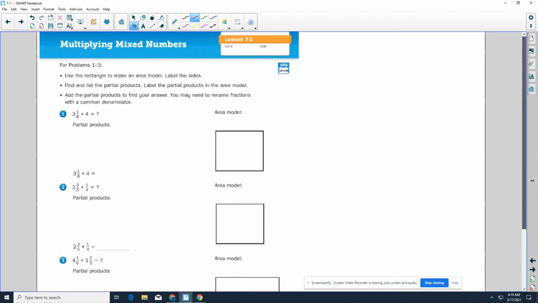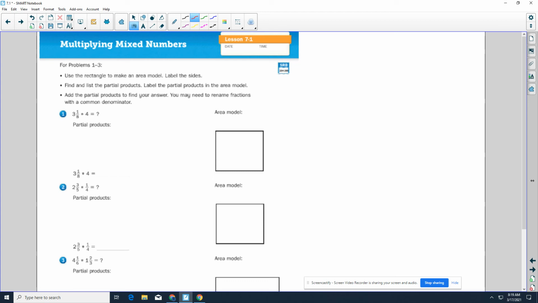page 233. Let's look at the directions for multiplying the mixed numbers. It says, use the rectangle to make an area model. Label the sides and list the partial products. Label the partial products in the area model. Add the partial products to find your answer. You may need to rename fractions with a common denominator, just as we did.